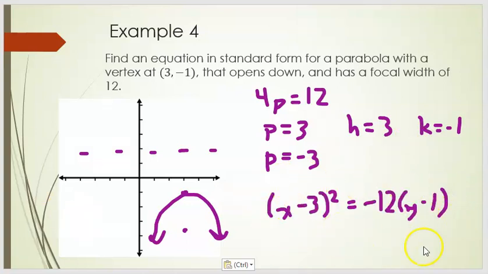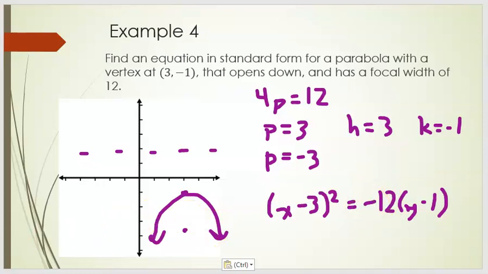So our final answer, the trickiest piece, was remembering that the p-value sign will be dictated by whether they say it opens up or down, or left and right if it was one of the side-to-side parabolas. So that's our final answer there. We have a negative on the p. And that's it for the lesson.